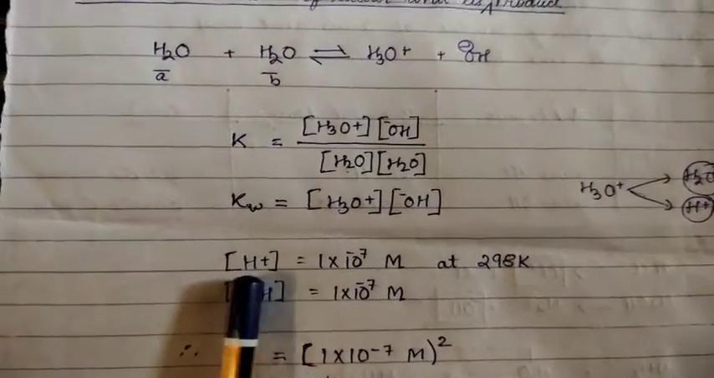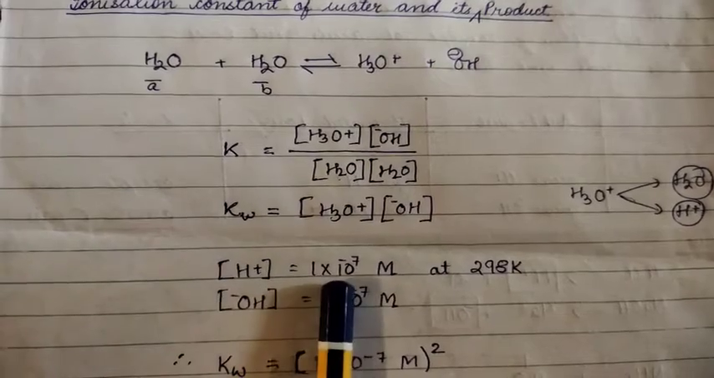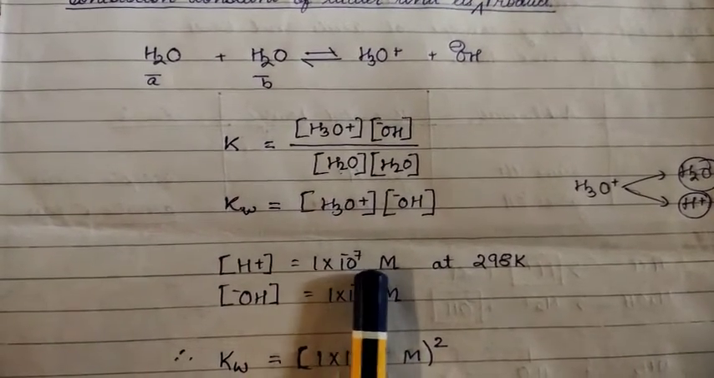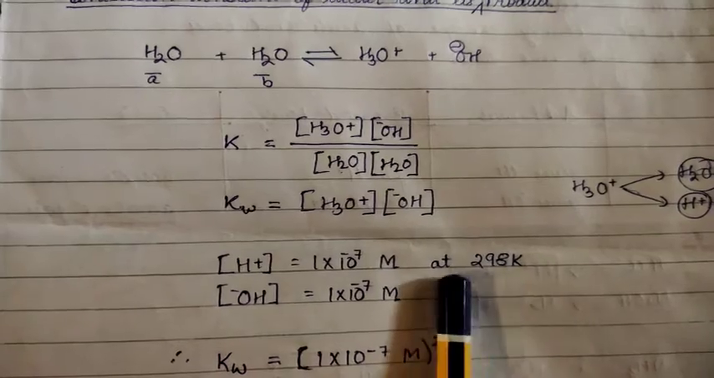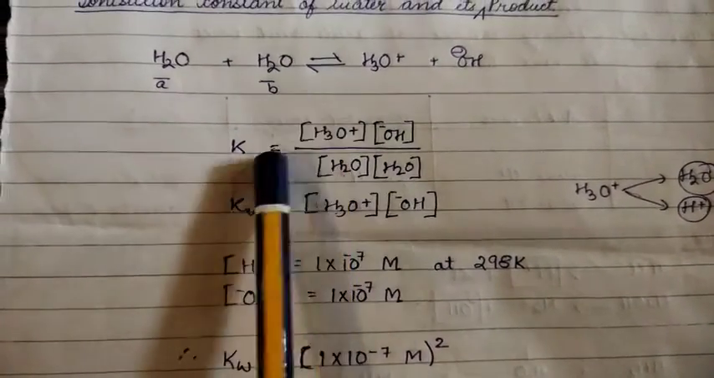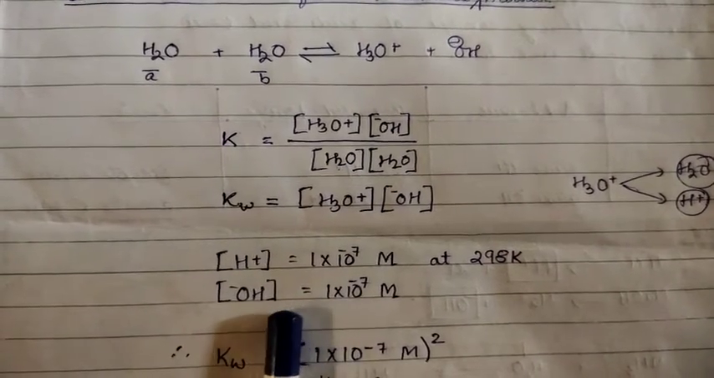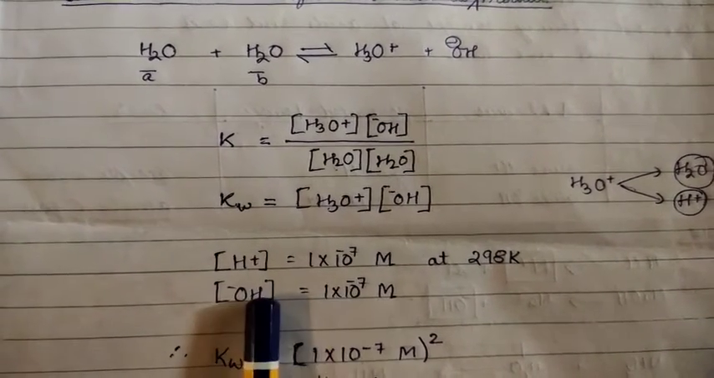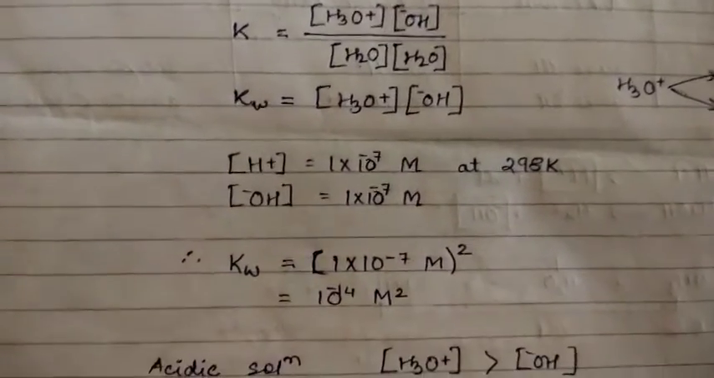Now experimentally, it is found that the concentration of hydrogen ion in water is 1 into 10 to the power minus 7 molar at 298 Kelvin, the standard temperature. And you also know that water releases one hydrogen ion and one hydroxyl ion, so the concentrations will be the same. So for hydroxyl also it is 1 into 10 to the power minus 7 molar.